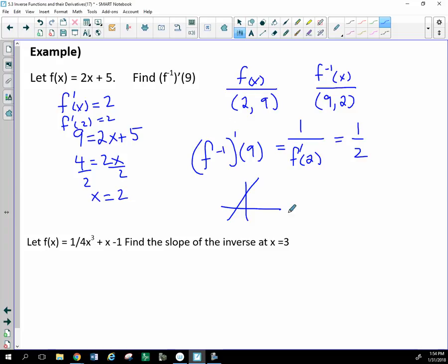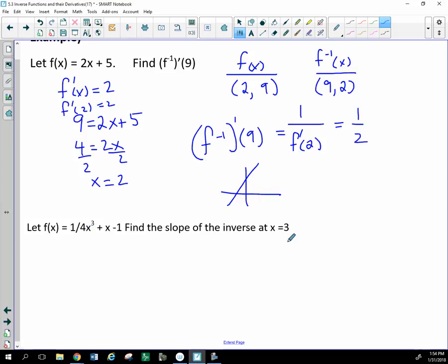Now that one's a fairly easy one, because we can work our way through it. It gets a little more complicated when the functions aren't just linear. So we want to find the slope of the inverse at x equals 3. What this is telling me is that I want to know the derivative of the inverse when the x value of the inverse is 3. So I like to make this little table over here. I've got f of x, I've got f inverse of x, and so this is the x value here. I need to find the y value.